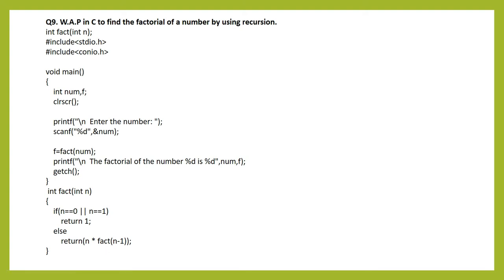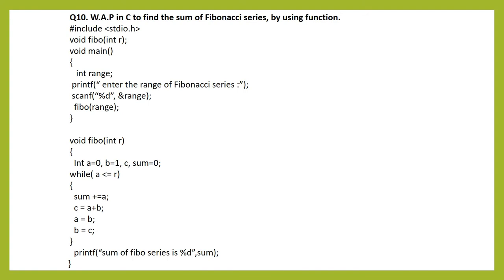Next is, write a program in C to find the sum of the Fibonacci series by using a function. Okay, so what is that Fibonacci series? Fibonacci series means what? The number is there, that number is added with the previous number, and whatever the result is coming, that should be noted down. Again that same number is added with the previous number, just like if we are writing 0 and 1. Okay, so 0 plus 1, the result is 1.